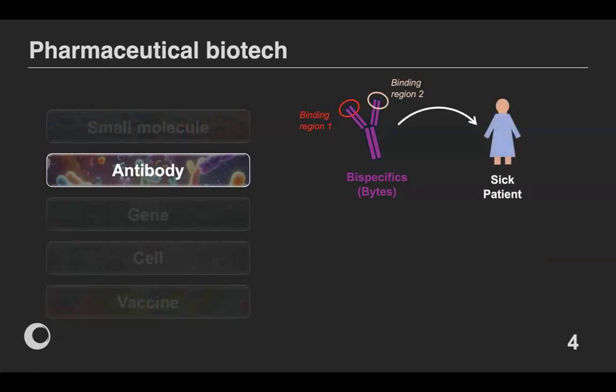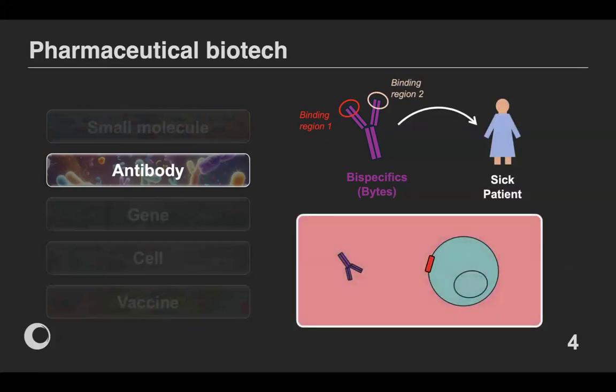And so if you introduce this into a sick patient, you can have a situation like, let's say an antibody binds to a cancer cell via one part of the binding region, and then you can have an immune cell that binds to the antibody on the other part of the binding region, such that an immune cell can actually start directly interacting with a cancer cell and start killing it.